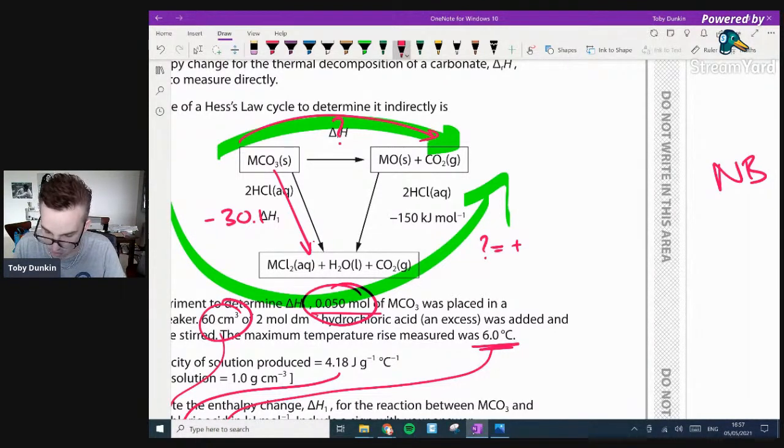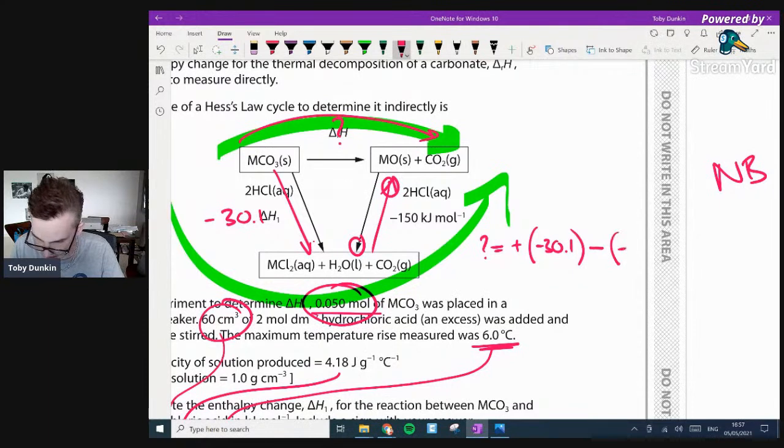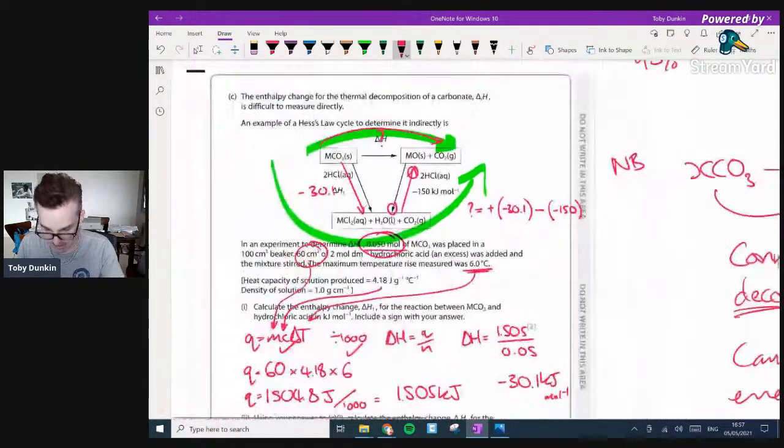So plus, that means with me. Brackets, minus 30.1, close brackets. This arrow here is going against me. So minus, against me, brackets, minus 150, close brackets. Run it through my calculator. So plus brackets, minus 30.1, close brackets, minus brackets, minus 150. And what we're expected to find is an endothermic reaction, which it is.